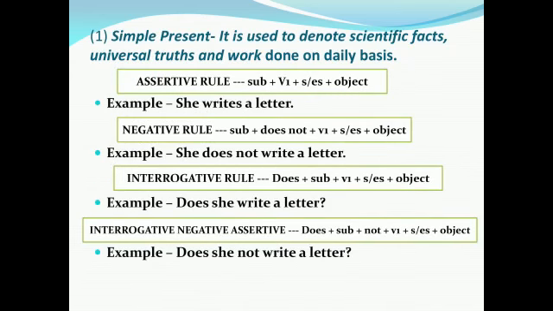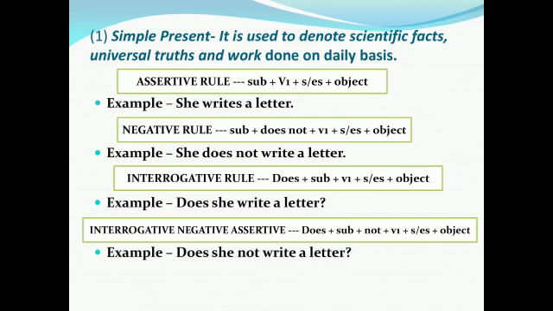The first category is simple present tense. It is used to denote scientific facts, universal truths, and work done on a daily basis. So when I say scientific facts and universal truths, it is: the sun rises in the east, the sun sets in the west, the stars and moon shine in the sky.